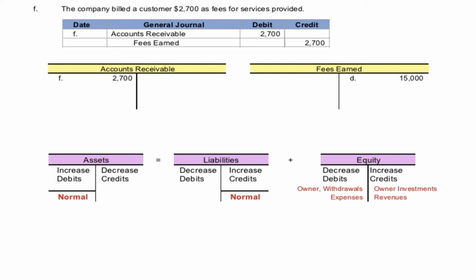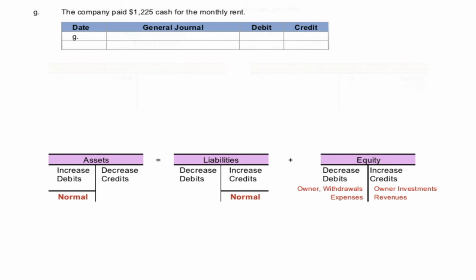Okay, so both of those, I guess fees earned is getting its second entry here, but everything there should be pretty easily explainable. Any questions so far on that one? All right, company paid $1,225 cash for monthly rent.